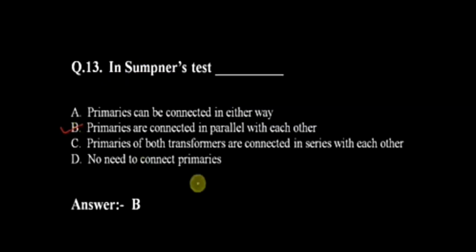Question number 13 is, in Sampner test, options are A, primaries can be connected in either way, B, primaries are connected in parallel with each other, C, primaries of both transformers are connected in series with each other, and D, no need to connect primaries. So our answer is option B, that is, in Sampner's test, primaries are connected in parallel with each other. In this, two identical transformers are used and primaries are connected in parallel with each other.